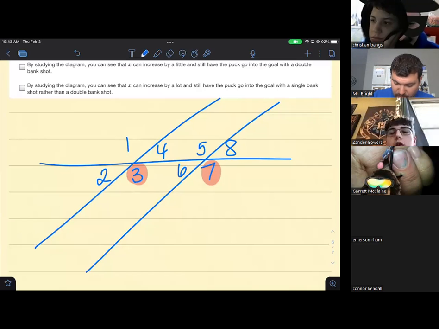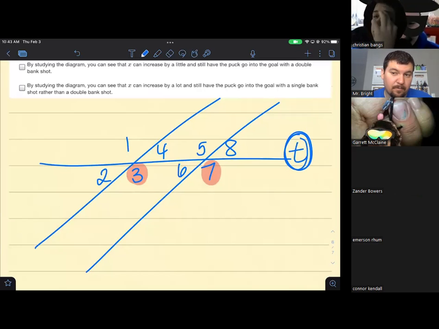Yeah, so this is my transversal T. This is the transversal line. They're on the same side. They're actually in the same location too. What do we call angles that are in the same location? Adjacent. That means they're touching. Corresponding. You got it. Yep, they're corresponding.